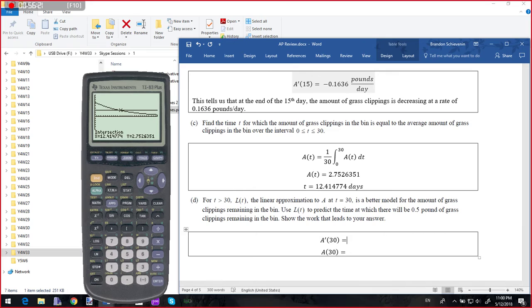Okay, so I'm going to find the slope at 30 first, since I've already got the graphs up. So I'm going to hit second, calculate, derivative. Okay, I'm going to move the cursor just a little bit to make sure I'm on the right function, so I am on the curve. I want the derivative at x equals 30. Okay, so there's my derivative. It is negative 0.0559762.